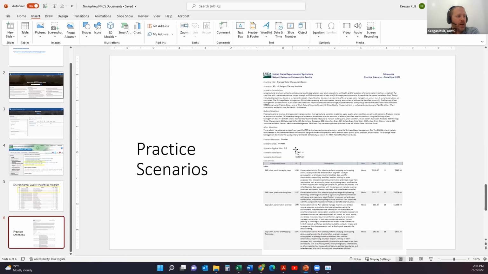The total scenario cost will be higher than what they're actually paying out for the financial assistance. That's assumed total cost right there. So a lot of times it's going to be 75% of that, just a caveat.